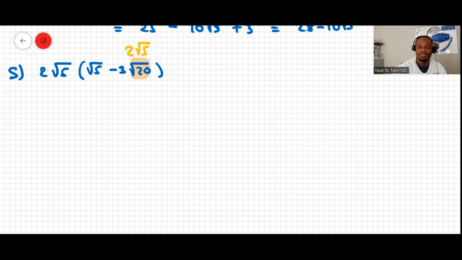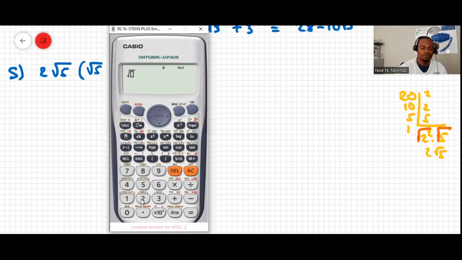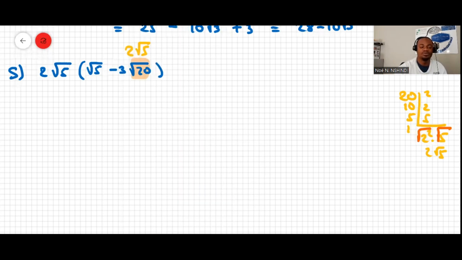Like 20, I'll first do it in terms of prime factors. By 2, it's 10. By 2, it's 5. And then 5 by 5 is 1. So this is like 2 squared times 5. Now, if I square root it like this, I'll get 2 root 5. So that's why it is the way it is. Or I can also use a calculator. If I do square root of 20 and hit equal, we get 2 root 5.